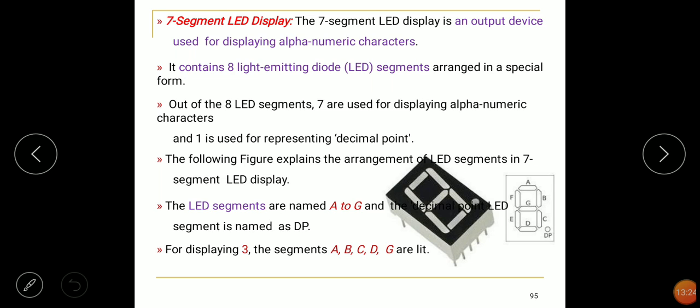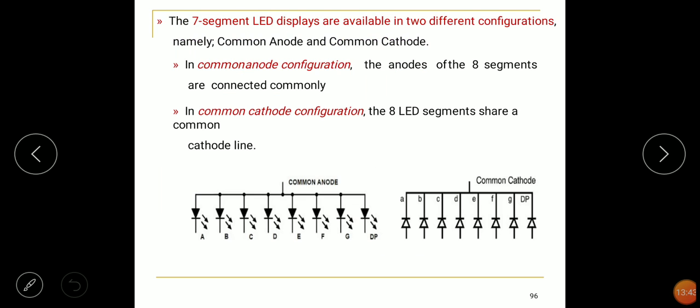For example, if you want to display the number 3, which segments have to be turned on? Here A, B, C, D and G have to be turned on. Okay, so this is the 7-segment LED structure.